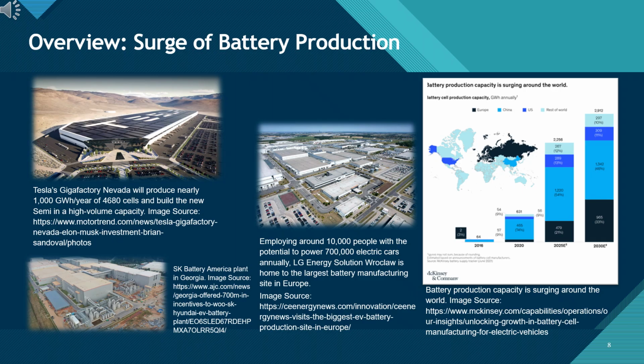Global battery cell production capacity is projected to more than quadruple from 2020 to 2030. China continues to lead, but significant growth is also occurring in Europe and the United States, driven by aggressive EV policies, domestic supply chain strategies, and massive private investments. Together, the images and data emphasize the industry's global acceleration and the strategic importance of battery manufacturing in the transition to electric mobility.